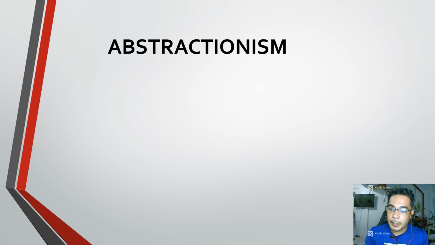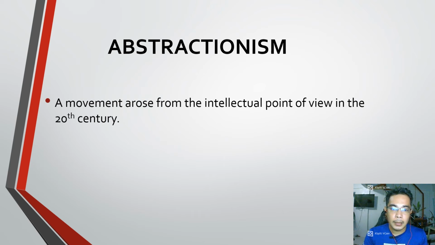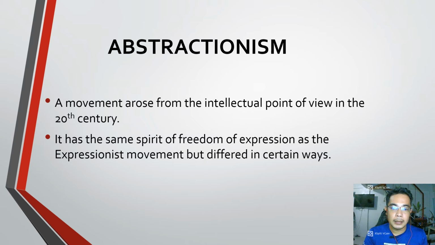Now, here are the characteristics of abstractionism. The first one is that abstractionism is a movement that arose from the intellectual point of view in the 20th century. As I have said a while ago, it has the same spirit of freedom as the expressionist movement but differed in certain ways.